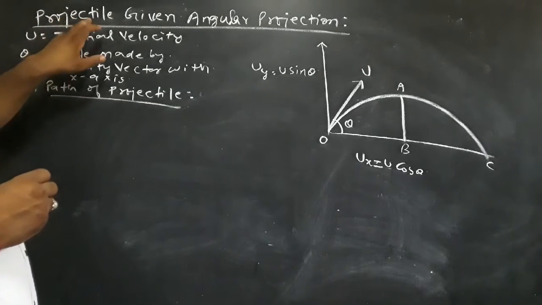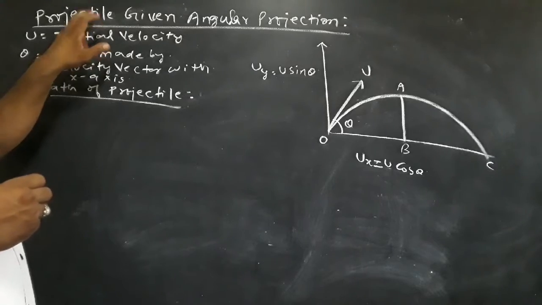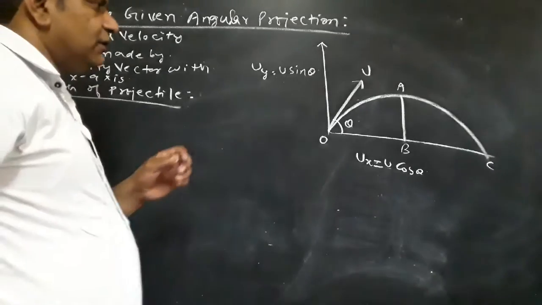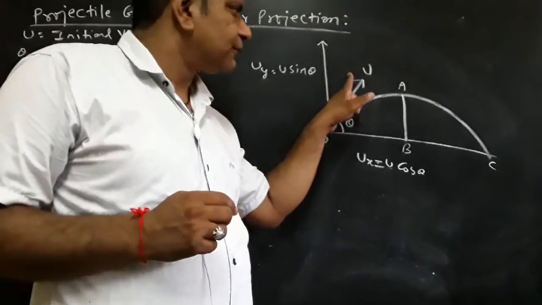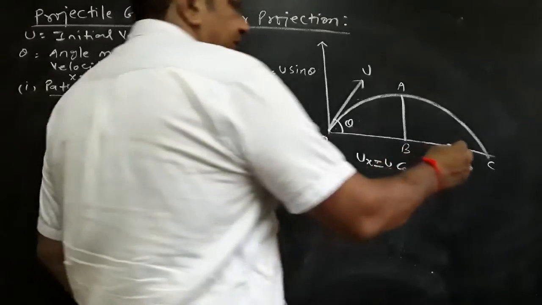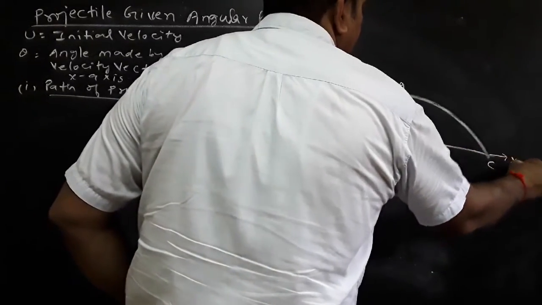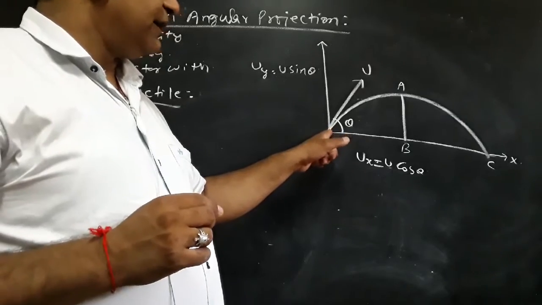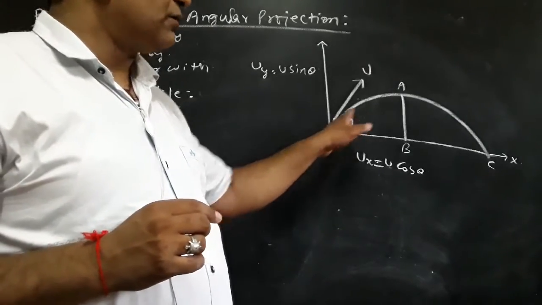In the motion in a plane, the next topic is projectile given angular projection. Let us consider the object is thrown with velocity u. It makes an angle theta with the horizontal x-axis. Now, it will follow the path along OAC.